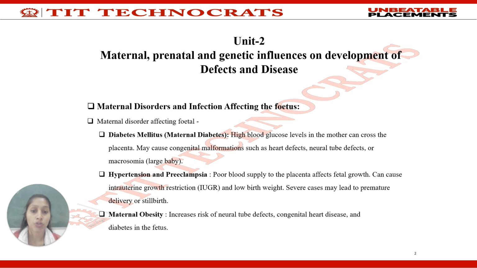Second, hypertension and preeclampsia. Poor blood supply to the placenta affects fetal growth and can cause intrauterine growth retardation, called IUGR, and low birth weight. Severe cases may lead to premature delivery or stillbirth.